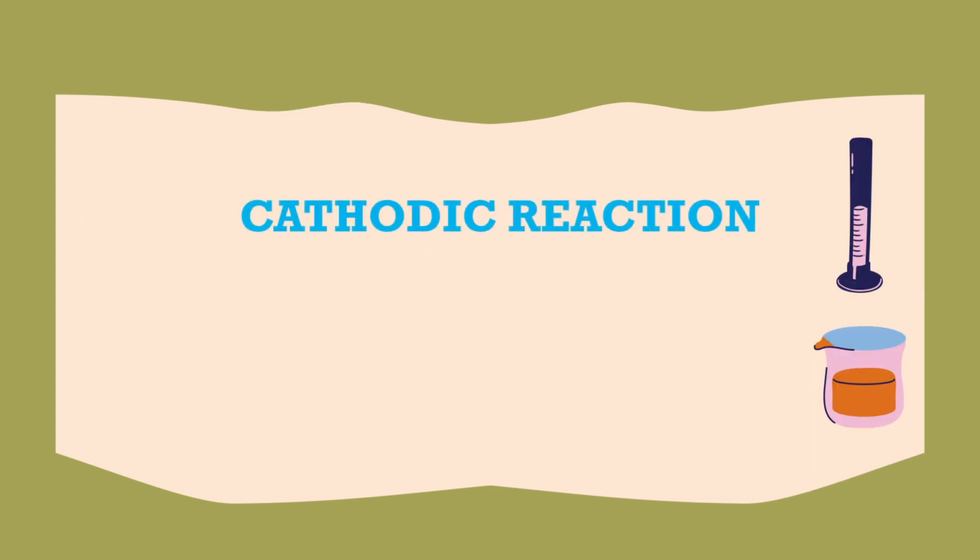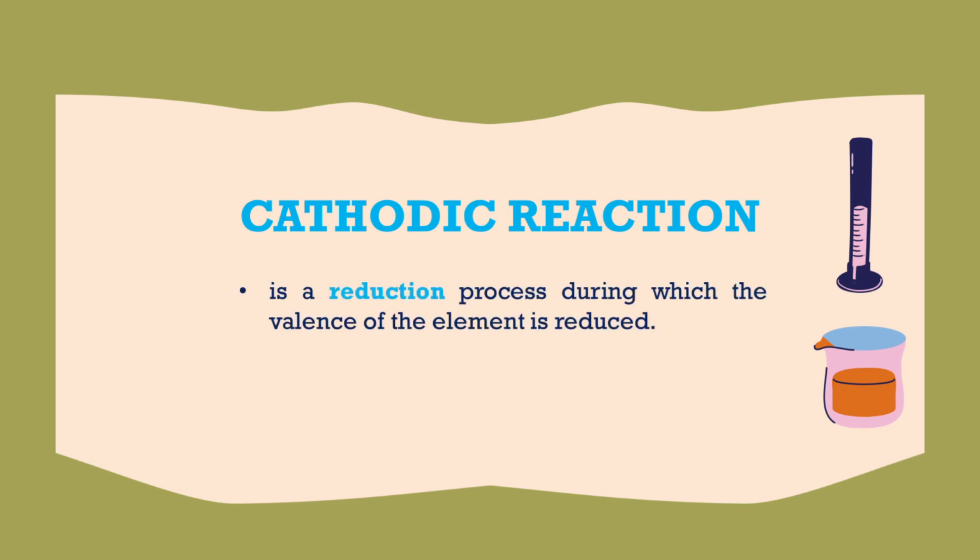Now let us proceed with the cathodic reaction. A cathodic reaction is a reduction process during which the valence of the species is reduced. As the valence of the element is reduced, the electrons from the anodic reaction are consumed in the cathodic reaction. Thus, there is a gain of electrons.